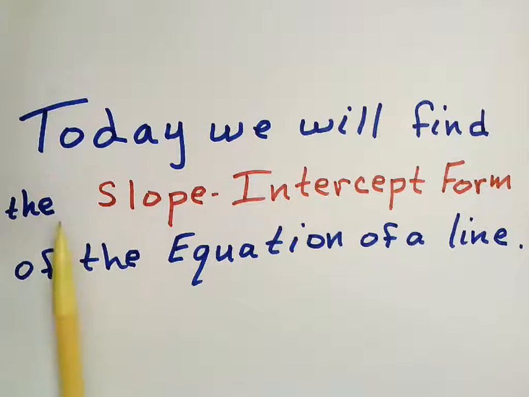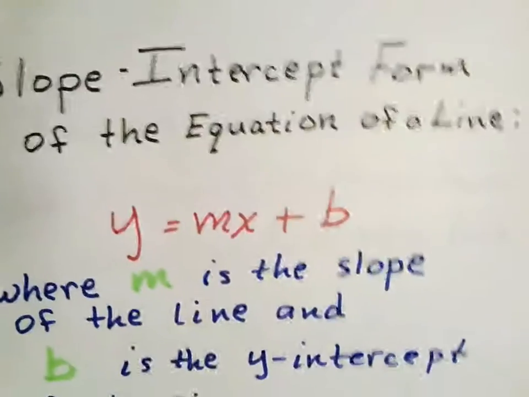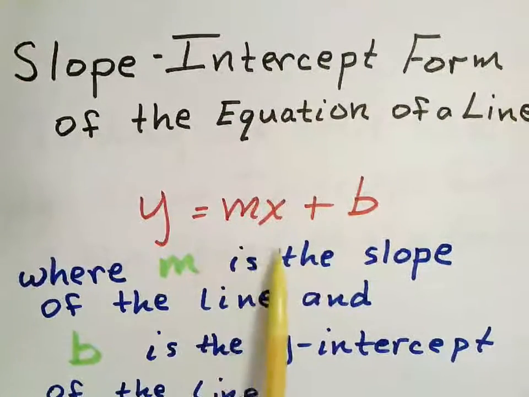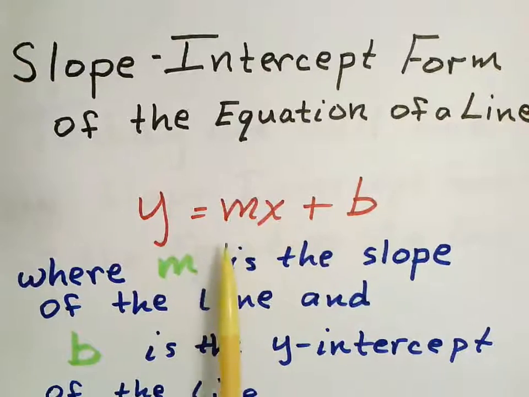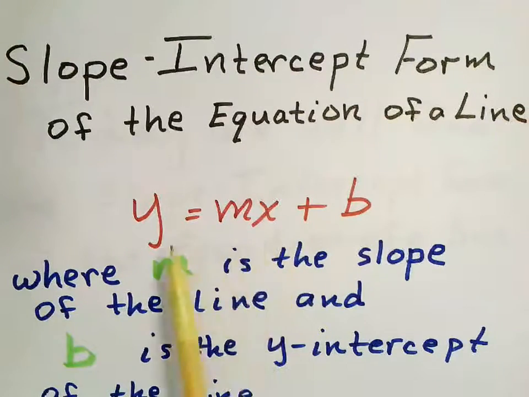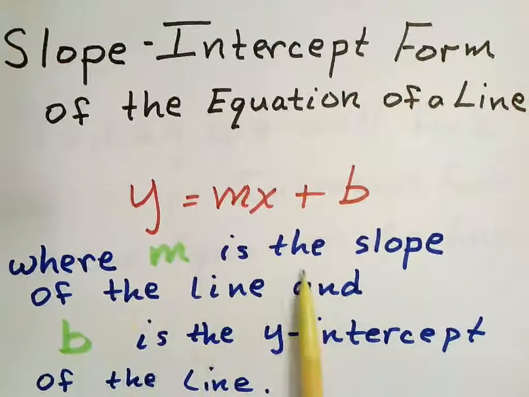Today, we will find the slope-intercept form of the equation of a line. Well, exactly how does that look? It looks like y equals mx plus b. This is the equation for the slope-intercept form of the equation of a line, where the m is the slope of the line and the b is the y-intercept.